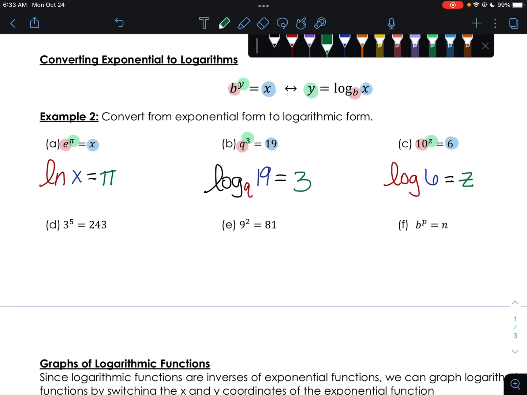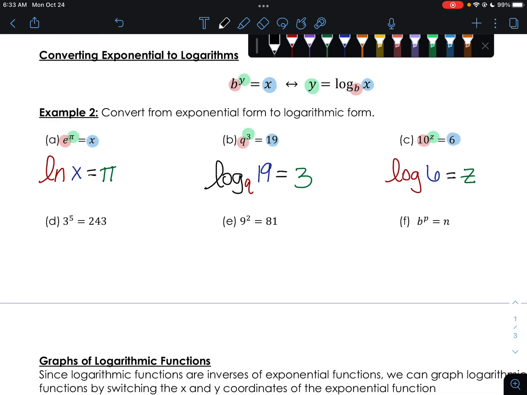So hopefully you gave it a try. So let's see how we did. We have log base 3 of 243 equals 5. Next one, we should have log base 9 of 81 equals 2. And last but not least, log base B of n equals p.